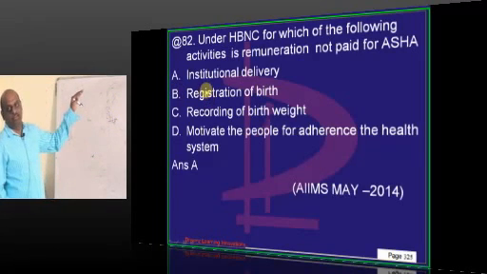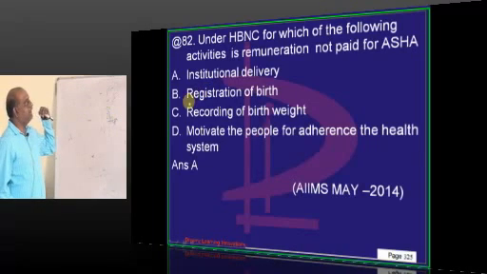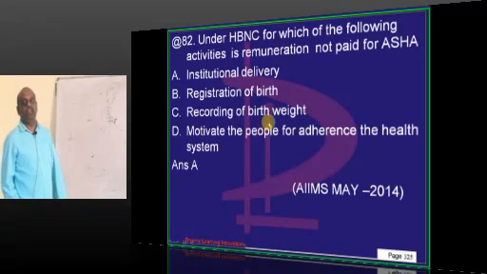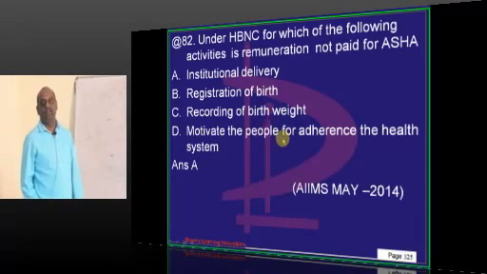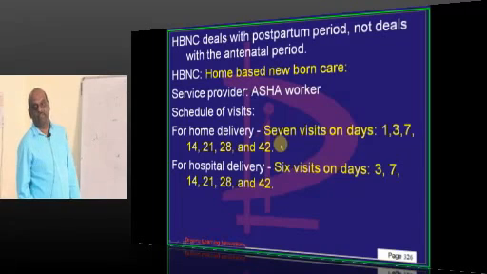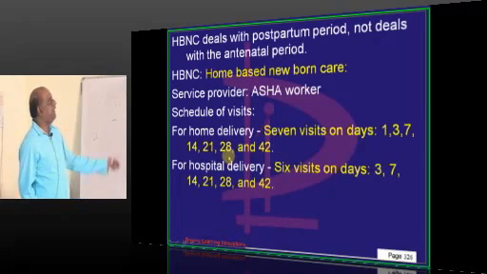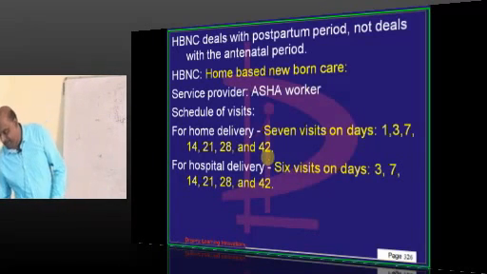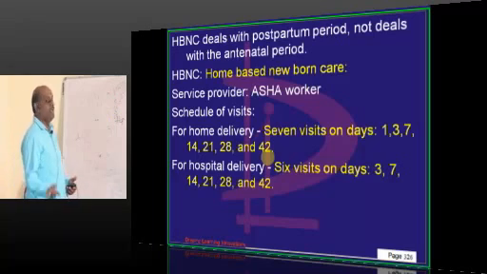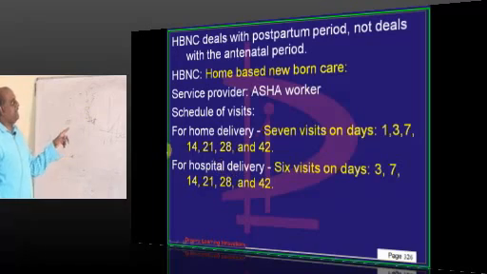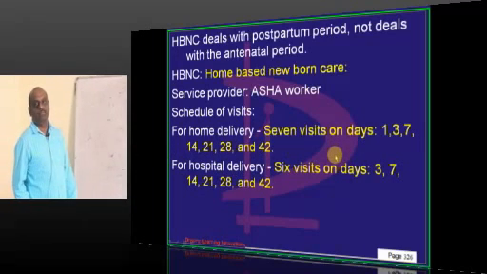Basically, whenever she registers birth, whenever there is recording of the birth weight, or whenever she motivates the people to adhere to the health system, they are all the considerations for paying. How much is paid? 250 rupees is the payment done. For home delivery, how many ASHA visits will be there? This is going to be the favorite MCQ of the examiner. 7 visits. When are they? First day, third day, 7th day, 14, 21, 28 and 42.